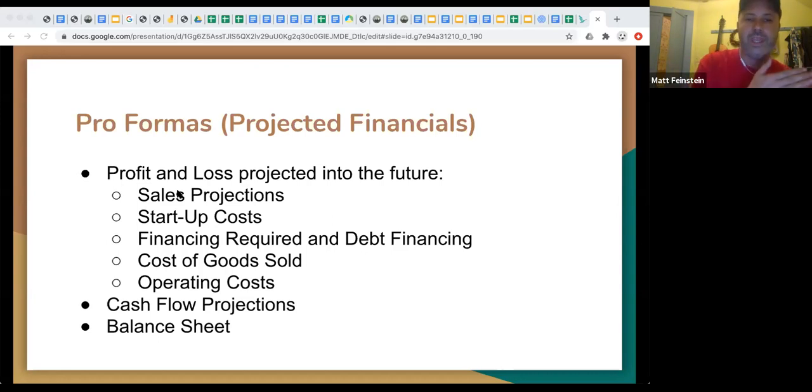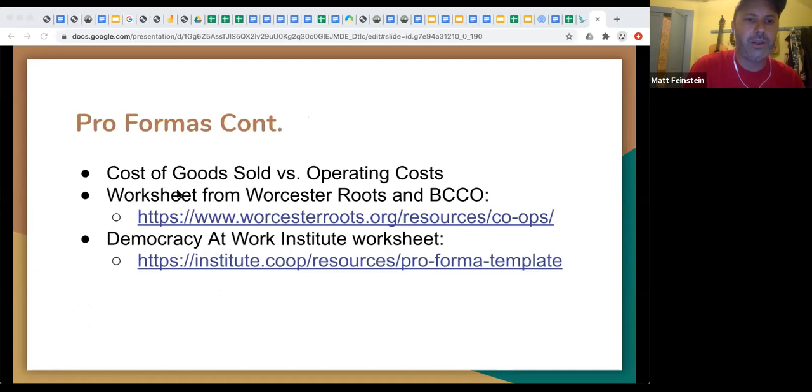So you basically take the 3 statements we just talked about and project them forward 2, 3, 4, 5 years, depending on what industry you're in. 3 years often suffices. Some require more, like 5 years. So that's generally what a pro forma is and how you go about doing it. Here are some tools to set up your pro forma, so you can start with some templates and fill in the data for your co-op.